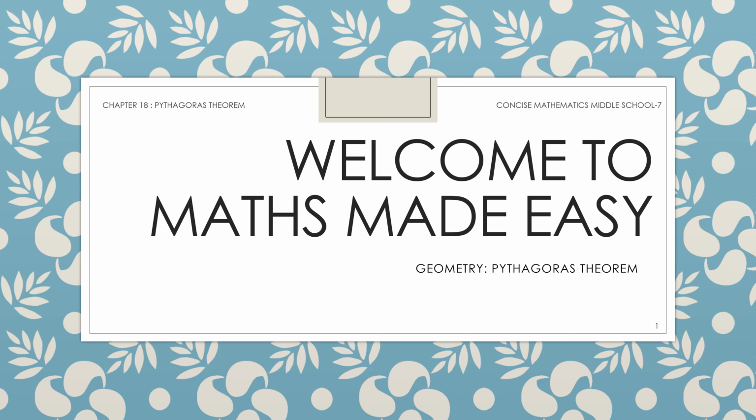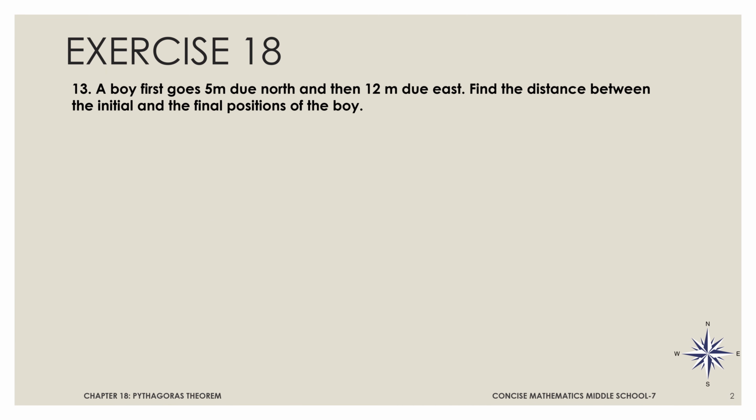Let's continue with Pythagoras Theorem, exercise 18, part 13. Here is the 13th question. A boy first goes 5 meter due north and then 12 meter due east. Find the distance between the initial and the final position of the boy. Here I have just kept the directions, right?